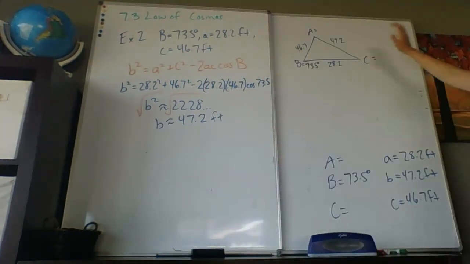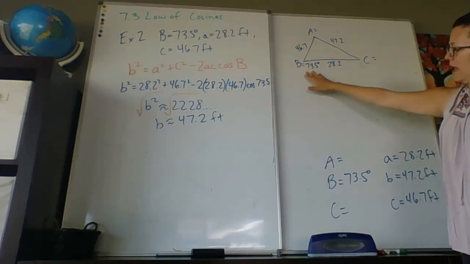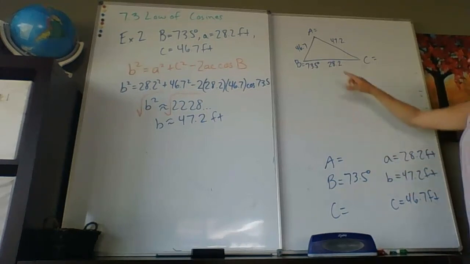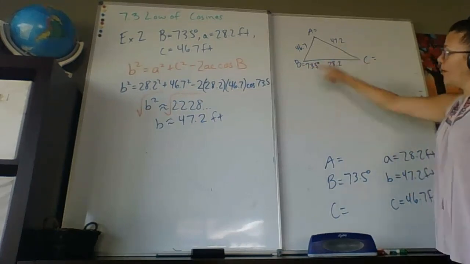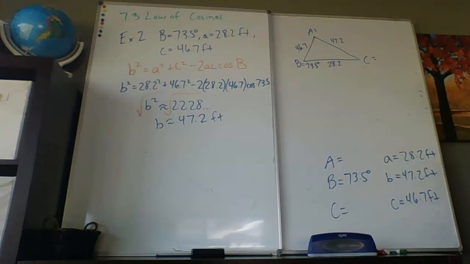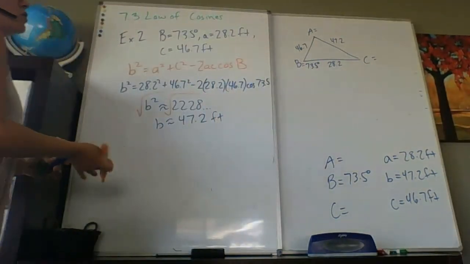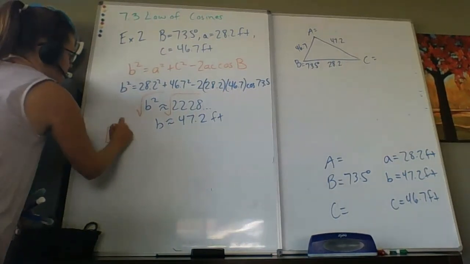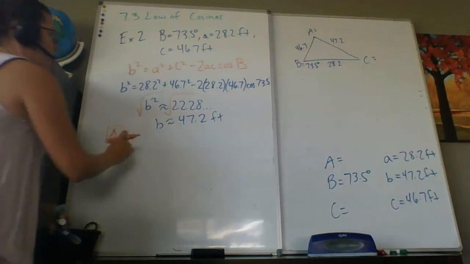Now that we have all three sides and one angle, and more importantly, we have side B and angle B, or an angle and a side that are opposite each other, now we are able to use the law of sines. This will allow us to solve for either angle A or angle C. I'll go ahead and go with angle A.